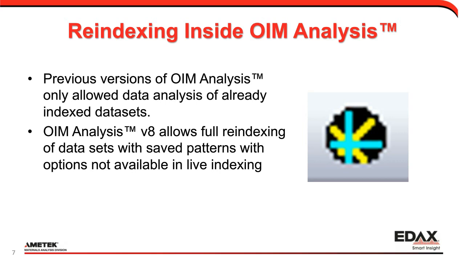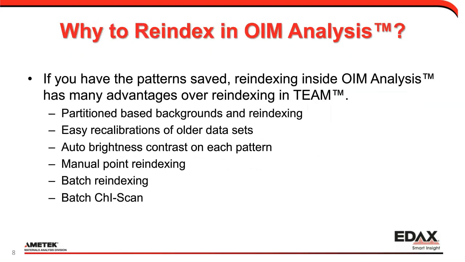So again, I'm able to pull that data in, fully rework it, reindex it, and look at the patterns and all of this inside of OIM Analysis. And as for the question of why reindex inside of OIM Analysis, it's because there are options inside of OIM Analysis that do not really exist in Team, and for technical reasons, often really can't. A couple of those things are going to be partition-based backgrounds and reindexing.